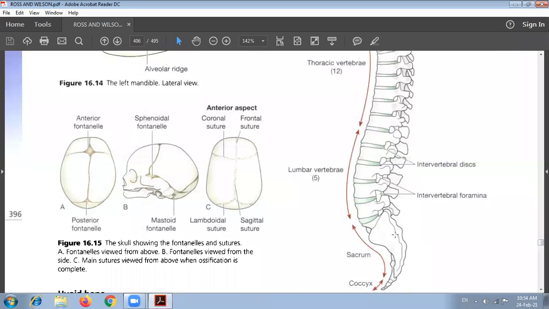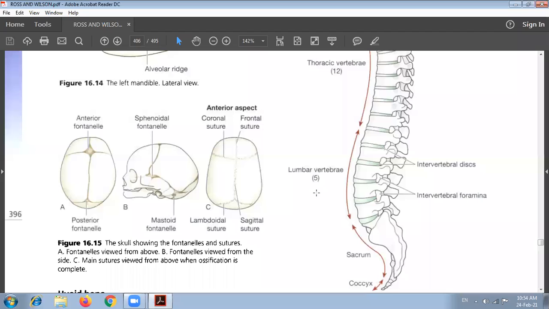So the sacrum has five vertebrae, but they are fused together to form a single bone, while the coccyx also has four vertebrae, but they are fused together to form a single bone. So these are five vertebrae in number, but fused together, so the bone is the only one.